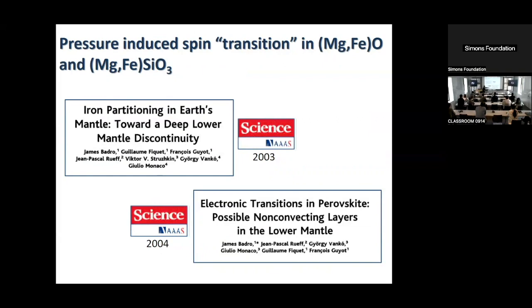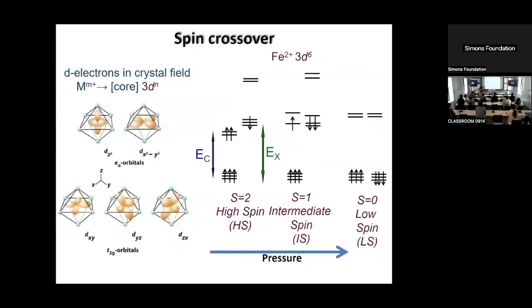So this problem has not been addressed. Here is the spin state change. I'm sure you are familiar with it. You have a 3d6 iron 2+ in an octahedral field, and the crystal field splitting gives a triplet and a doublet. This is the electronic configuration for 6 d electrons.